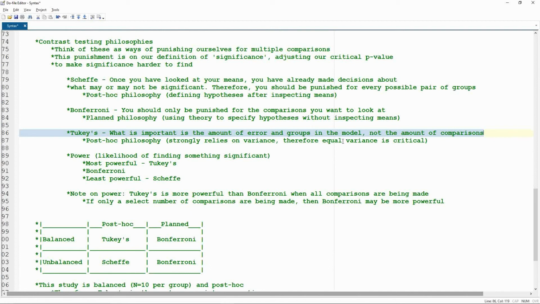Now, this strongly relies on variance, and particularly relies on the fact that there is equal variance. And the thing that's going to affect equal variance the most is sample size. So what you want for Tukey's is a balanced sample. What this means is you want all of your groups to have the same n, because as n starts to change, so do your standard deviations, even if your mean doesn't change. So Tukey's is most appropriate over Sheffe when you have a balanced design.